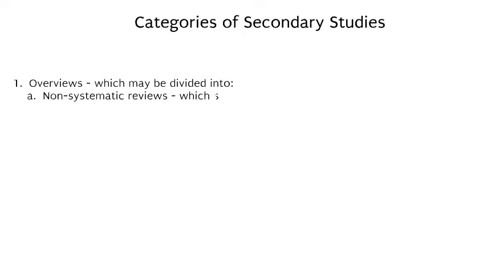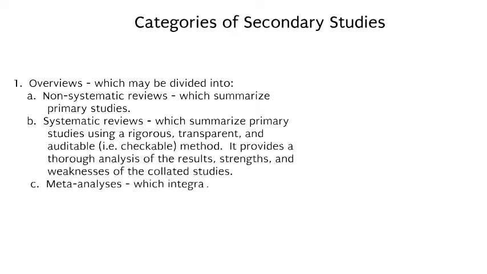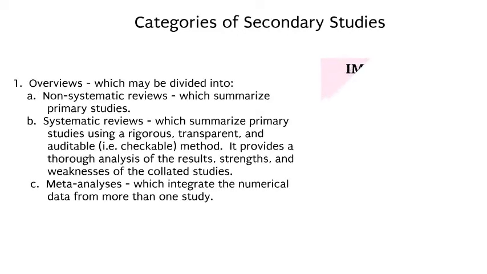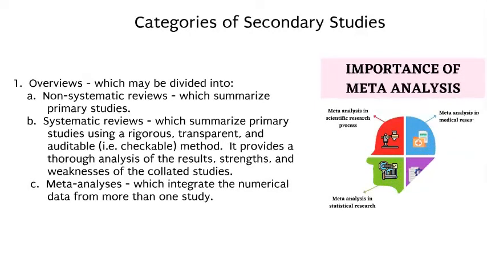Now let us turn to the categories of secondary studies. The first are overviews, which may be divided into letter A, non-systematic reviews, which summarize primary studies. Letter B are systematic reviews, which summarize primary studies using a rigorous, transparent, and auditable or checkable method. It provides a thorough analysis of the results, strengths, and weaknesses of the collated studies. Meta-analyses are the third type, which integrate the numerical data from many studies.